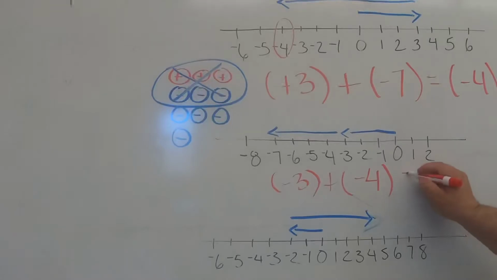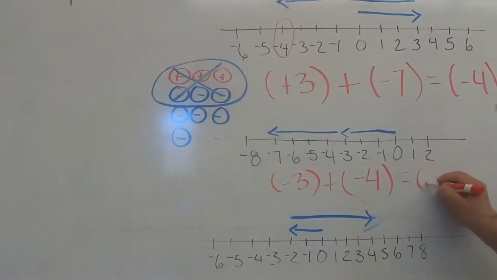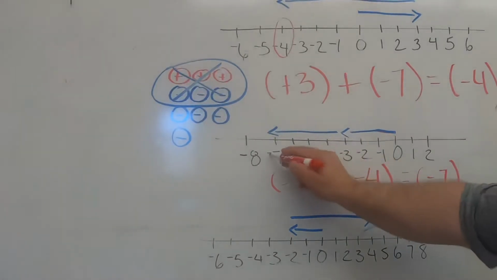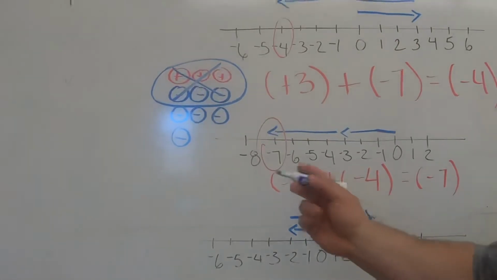And just like our first answer, we just add them together. We had 3 negatives, we added another 4. That leaves us with 7 negatives, which is, look, exactly where it ends on the number line. Now, if we did this with integer chips, we had 3 negatives.